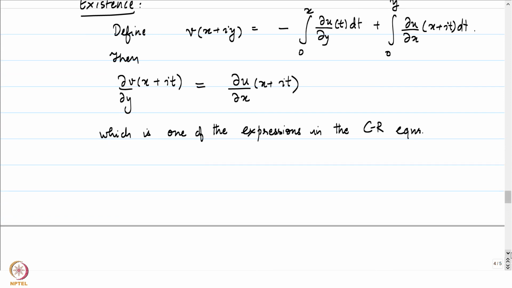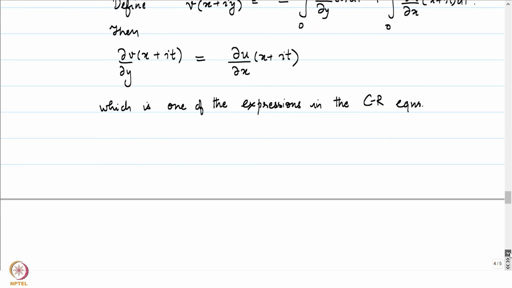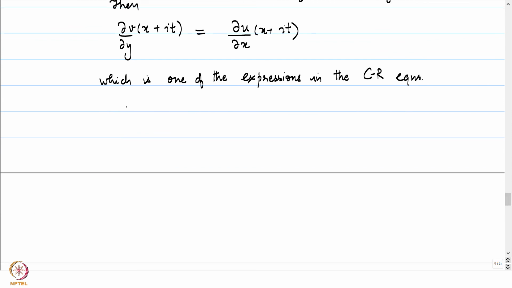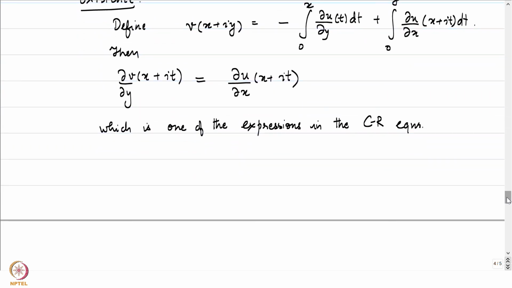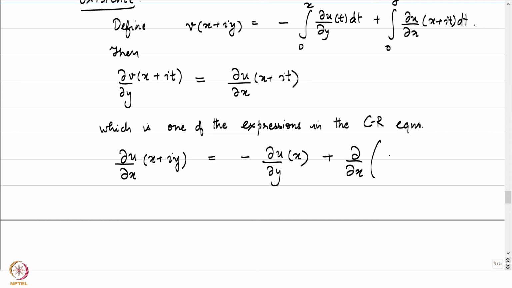Notice that we have still not used the fact that u is harmonic, and that we will be doing when we are studying the derivative along the x direction. Let me just consider it at the point x plus iy. So notice that the thing on the right is equal to minus of dou u by dou y at the point x plus the partial derivative along x of this integral.